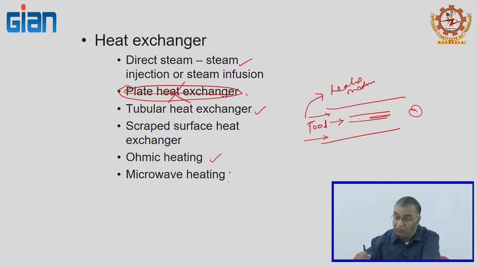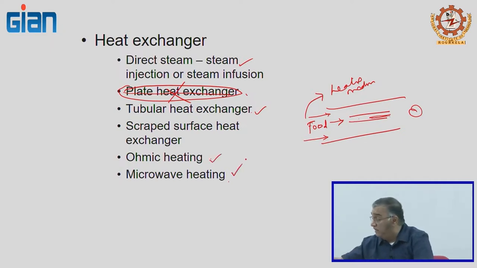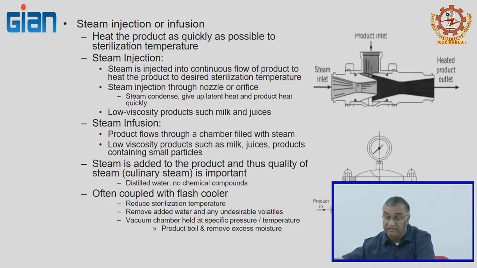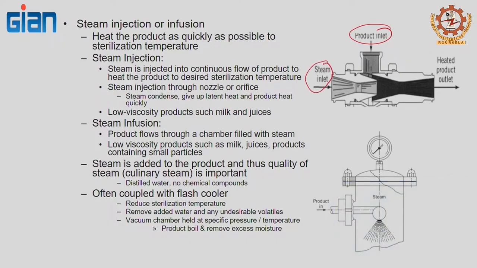We will talk about ohmic heating and microwave heating in the next 2 lectures. So, for steam injection, basically you have a product here, and then you have steam, and you are going to mix them in this zone, and then you have a product. Steam has a very high latent heat. So, when it mixes with the product, it is going to instantly increase the temperature of the product, and then the heated product comes out.